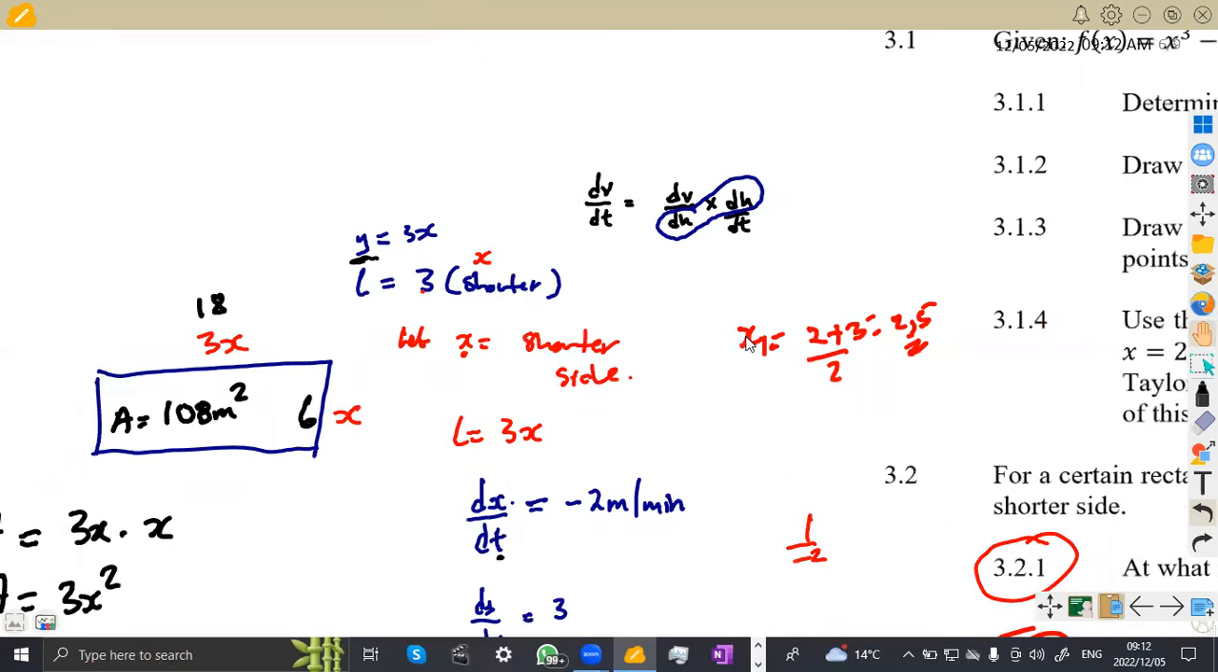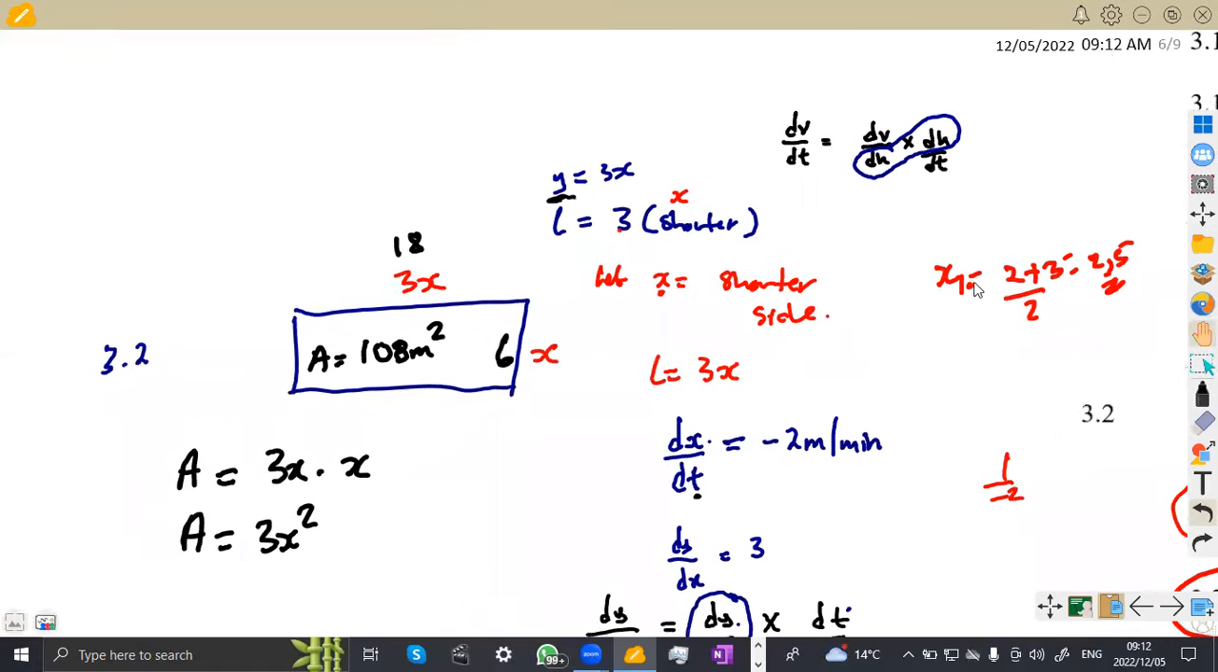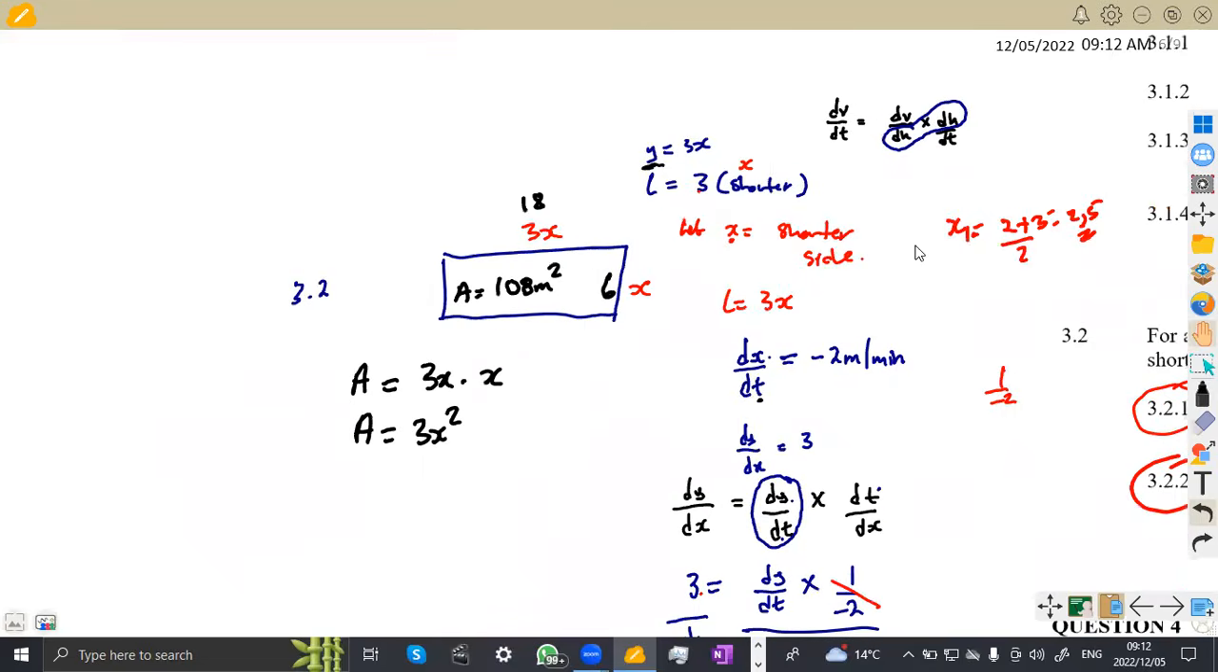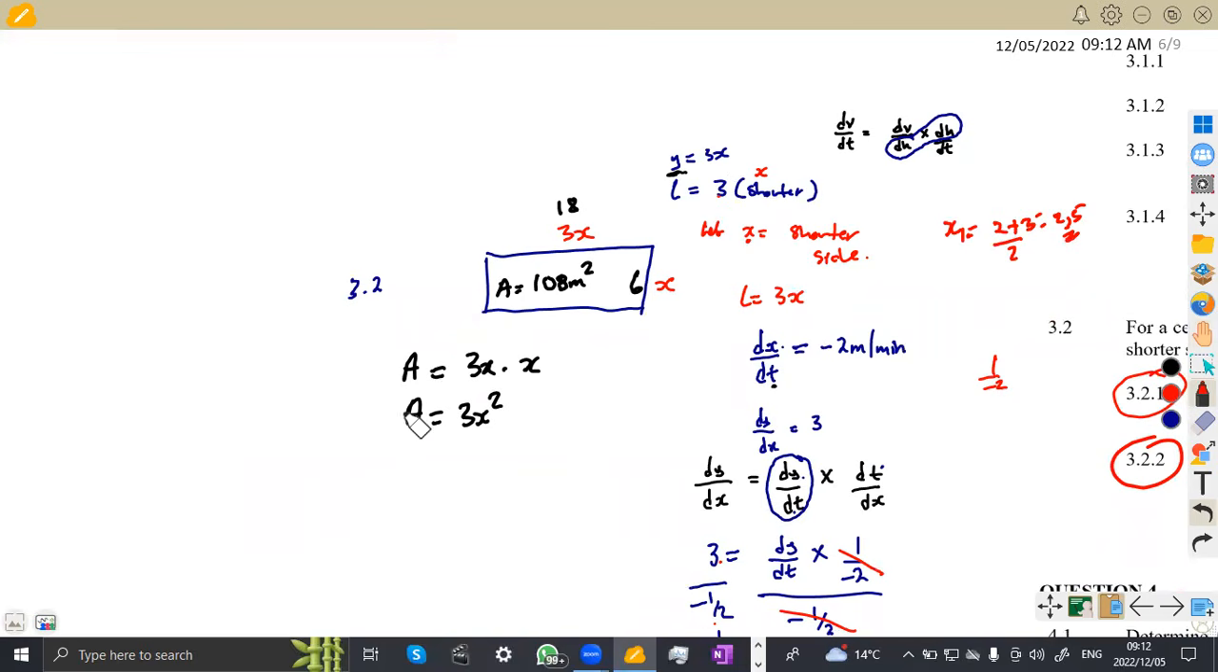If we are to check here, we have got our area. I want you to see what is happening here. We have got our area here in terms of x. So which means here we can actually have dA dx from this. Here we have got already dx dt, because we calculated this dx dt already before. So that means we can connect these two to calculate dA dt. How can we connect this?